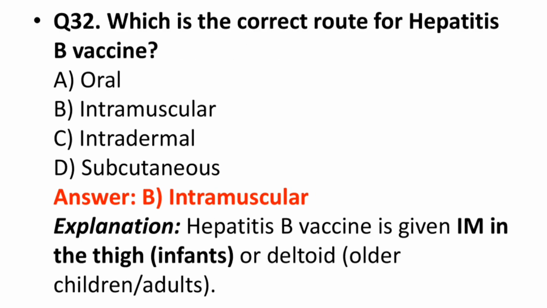Which is the correct route for hepatitis B vaccine? Option A, oral, option B, intramuscular, option C, intradermal, option D, subcutaneous. The correct answer is option B, intramuscular. Hepatitis B vaccine is given IM in the thigh for infants, or deltoid muscle for older children and adults.